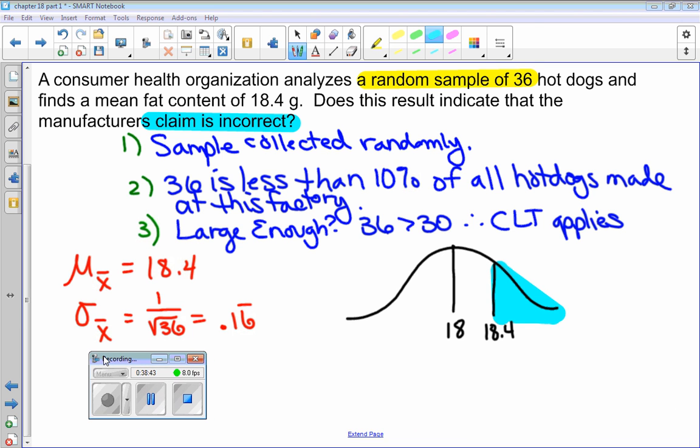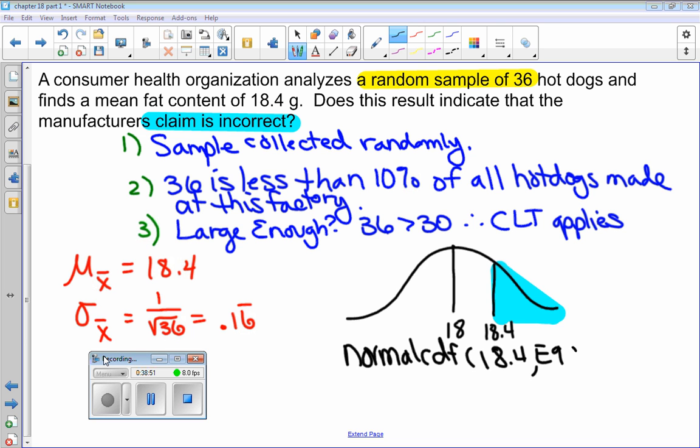So what we'll do is we will say, okay, normal CDF, 18.4 to E99, some number far off to the right. We have our mean. We have our standard deviation. I'm just going to leave it as 1/6 so I don't round. And we'll go ahead and figure out what we get here. What is that probability?